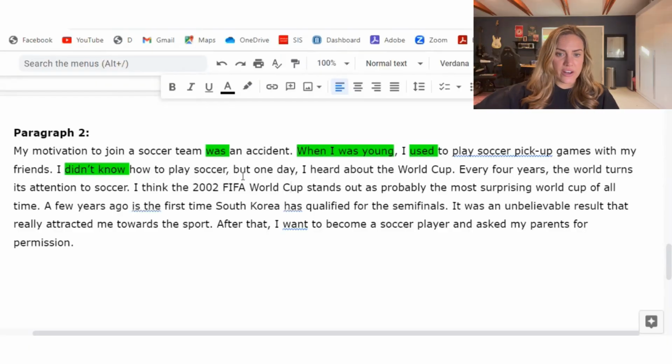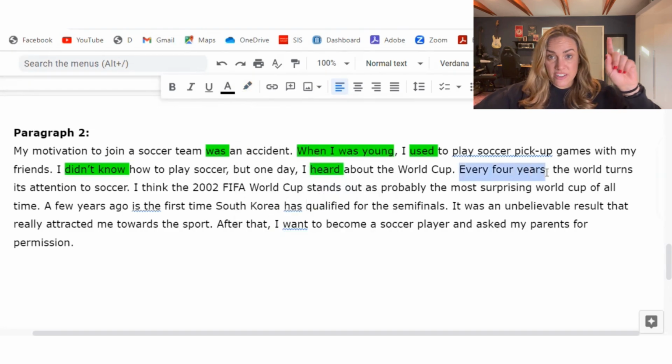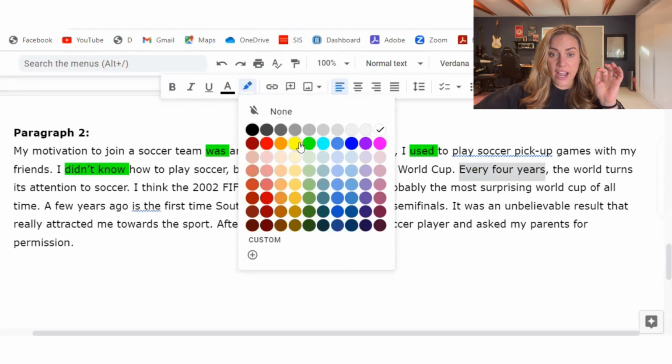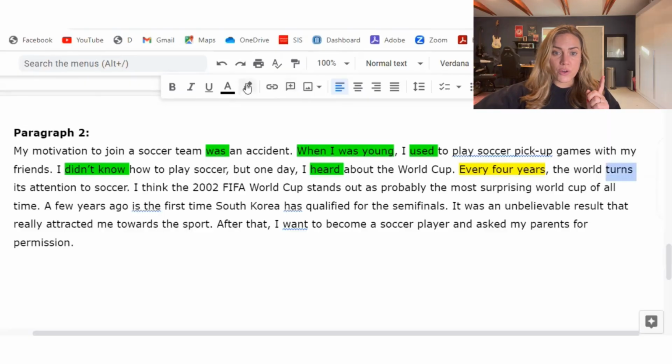I didn't know how to play soccer, but one day I heard, past, about the World Cup. Every 4 years, now here we go. This is a time word. Every 4 years, whenever you see a word like every, always, usually, and we're talking about habits and general routines, present time, right? So this is a time word that tells the reader and the writer to change verb tense to the present. So every 4 years, the world turns its attention to soccer.